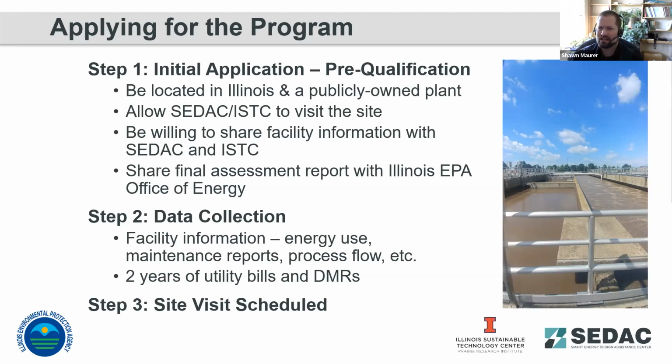And we'll start coordinating data collection with you. We'll need 2 years of utility bills and 2 years of your DMRs for wastewater plants and monthly operating reports for water plants. And sometimes we can work with your utility to pull that information, to make that easier on you, so you're not having to network with your city clerk or whoever's managing the bills to get all that information pulled together. So we try to make that process as easy for you as possible.